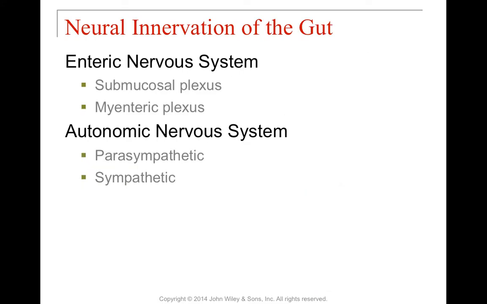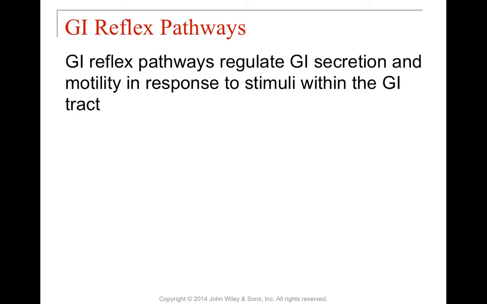Okay, so the enteric nervous system is regulated by 2 different plexus, as I just mentioned, the submucosal plexus and the myenteric plexus. And it's also regulated by the autonomic nervous system. The autonomic nervous system, as you may remember, is separated into the parasympathetic and the sympathetic divisions. And as you may understand, fight or flight is an opposite regulation than rest and digest.